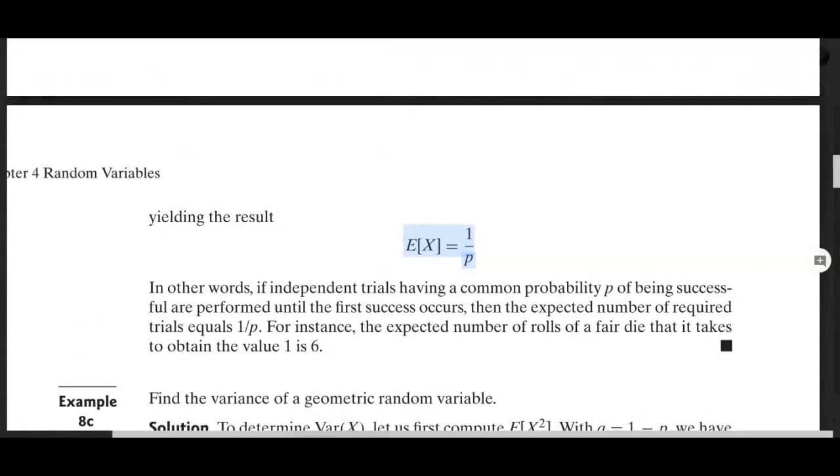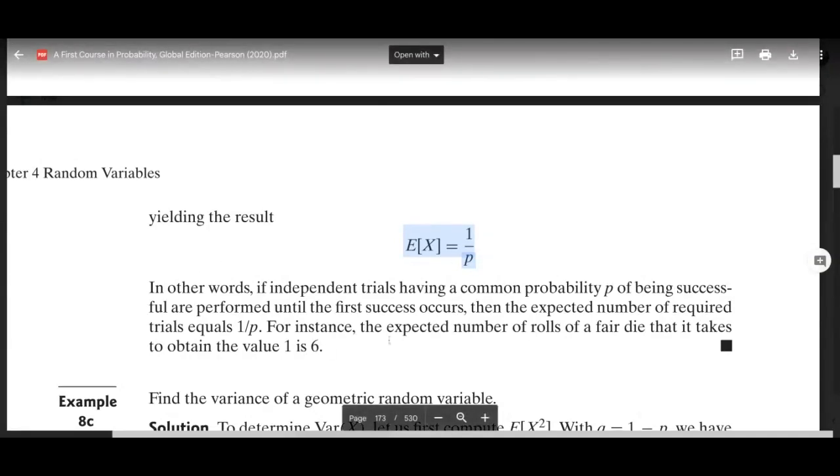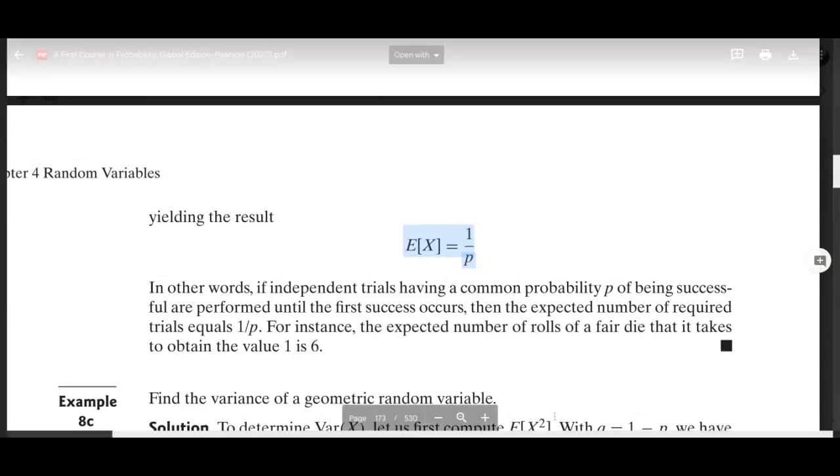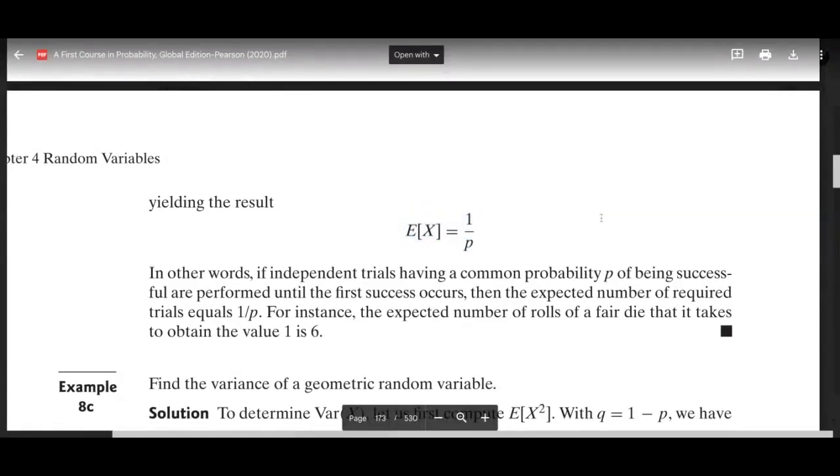Okay. So in other words, if independent trials having a common probability p of being successful are performed until the first success occurs, then the expected number of required trials equals 1 over p. For instance, the expected number of rolls of a fair die that it takes to obtain the value 1 is 6, right? Because it's 1 over 1/6, which is 6. Anyone has any questions?